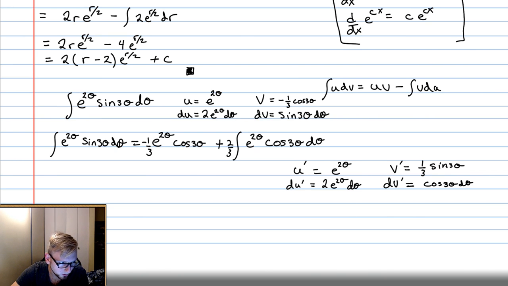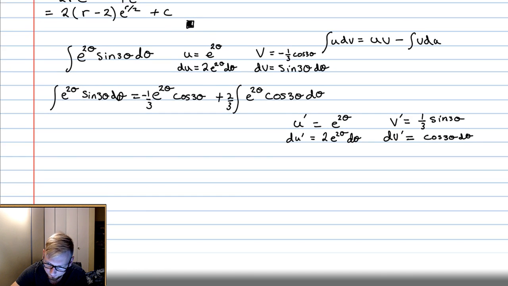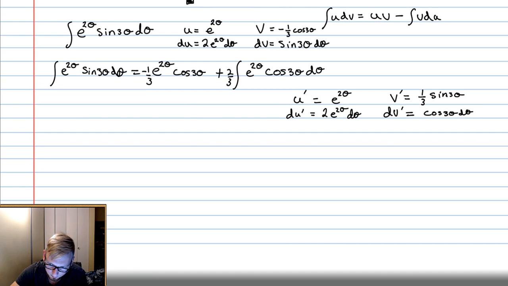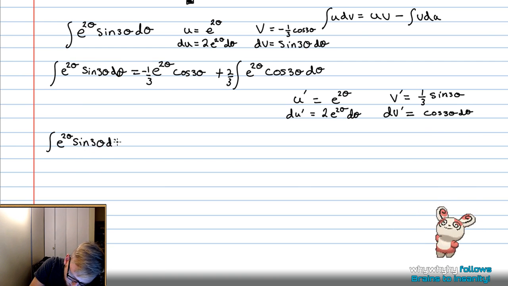Now this problem is one of those tricks that we were talking about before, where we're doing it over and over again, and we'll see what happens. So I'm gonna write the whole thing out though. We've got this line. The integral of e to the 2 theta sine 3 theta d theta.